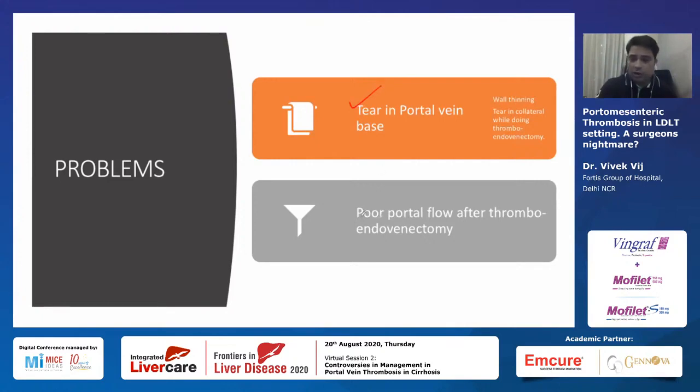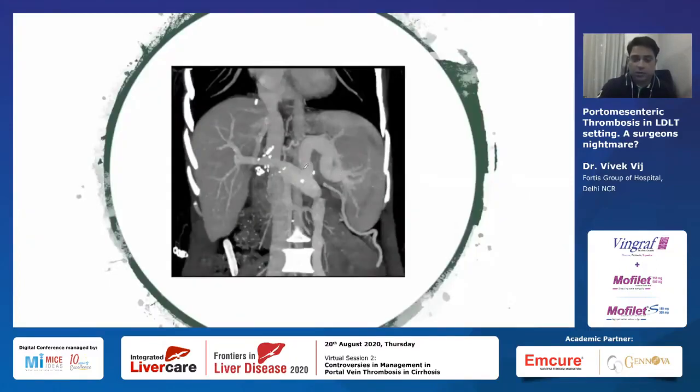Poor portal flow after thromboendarterectomy sometimes is also seen, as I told you, but in this case, there was a tear in the portal vein at the base. We repaired that and we did gradual dilatation. And finally, this is a postoperative CT scan, which showed that there was a good flow from the splenic vein as well as the mesenteric vein to the new liver.